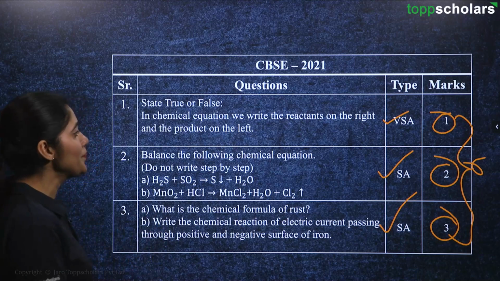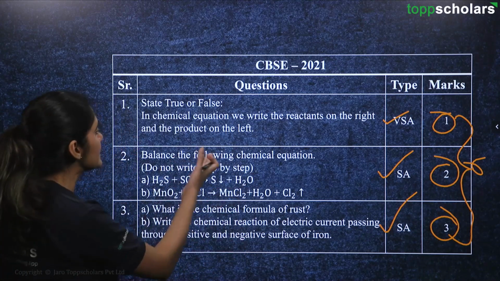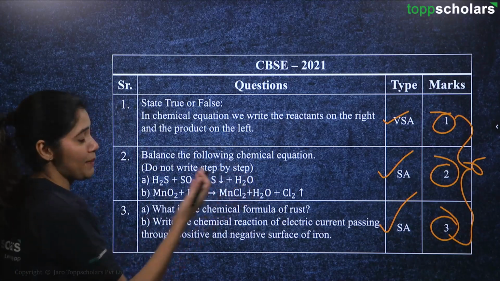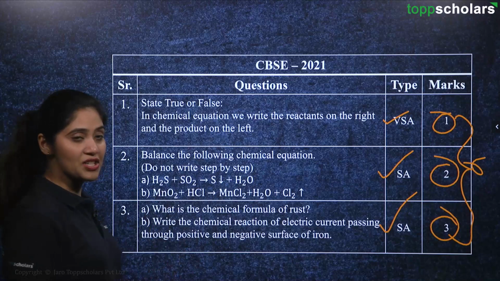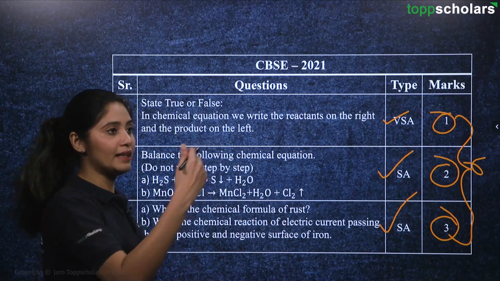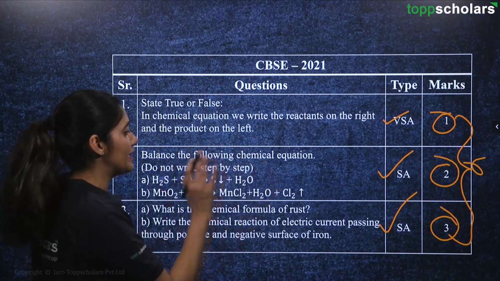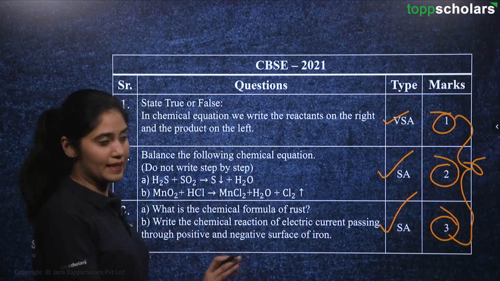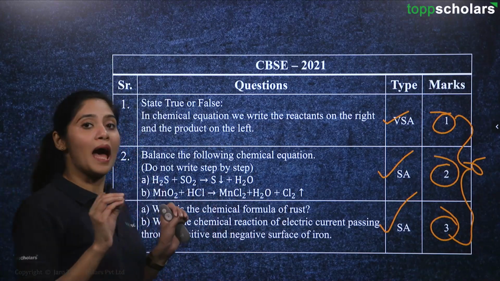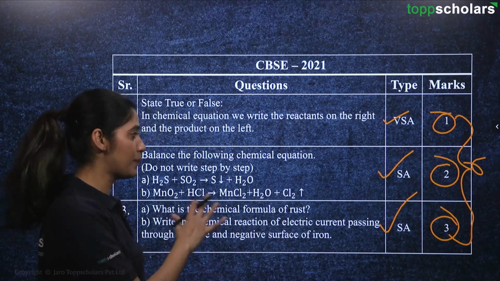Now second one, that is a short answer type question carrying 2 marks. Balance the following chemical equation. So do not write step by step. Here it is already mentioned because it is just a 2 marks question. So do not waste time in writing it step by step. Just balance the chemical equation. Just write the final balanced chemical equation, and we are not going into detail because I am absolutely sure that you would be able to balance the reaction by now.